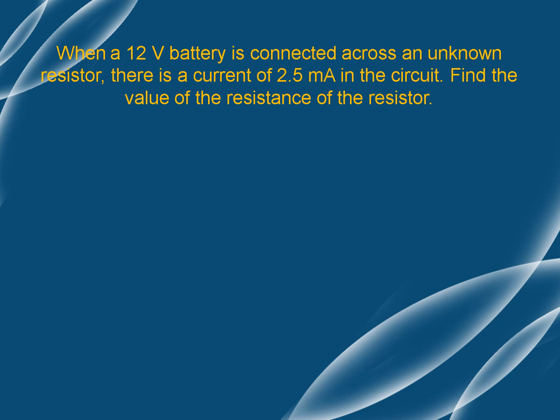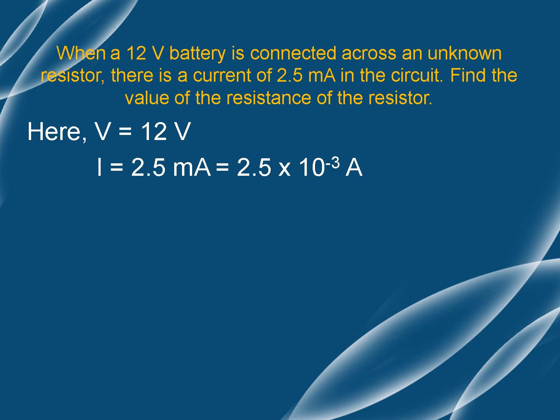When a 12-volt battery is connected across an unknown resistor, there is a current of 2.5 milliampere in the circuit. Find the value of the resistance of that resistor. Here we have V is equal to 12 volt. Then I is equal to 2.5 milliampere. When it is converted into amperes, we have 2.5 times 10 raised to minus 3 ampere.